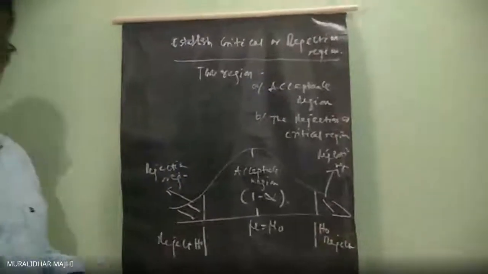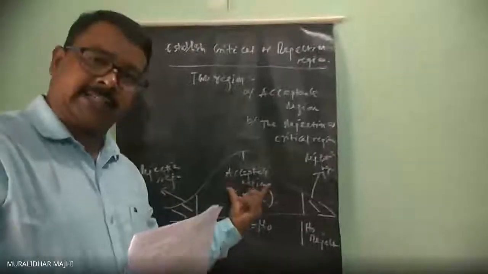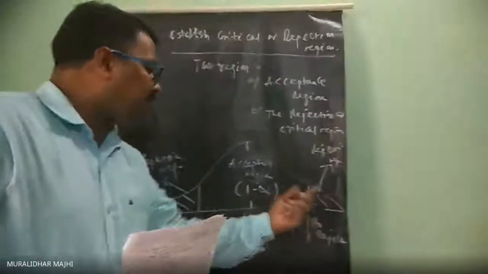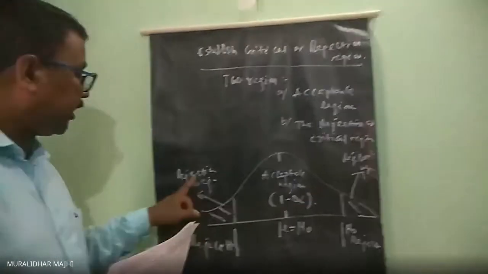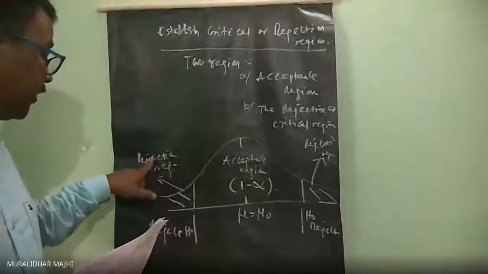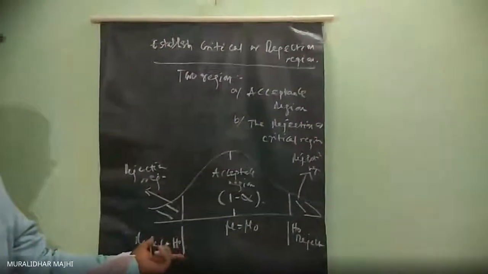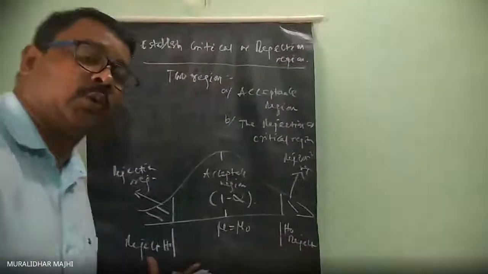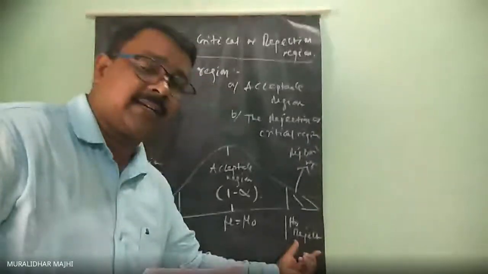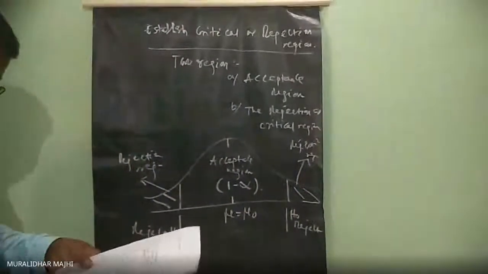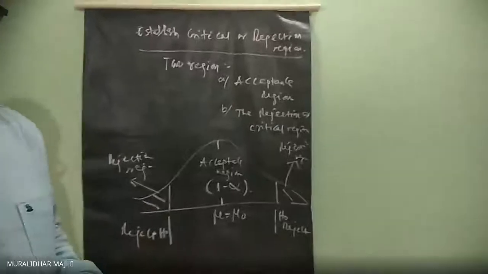Are you following my point, dear students? Here I can show you the acceptance region. And here I have shown you the region of rejection or rejection region, where we will reject the H0. H0 means the null hypothesis. Got the point, dear students?